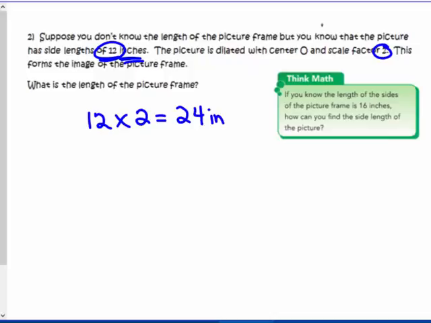So if you know the lengths of the sides of the picture frame is 16, how can you find the side length of the picture? If the picture frame was 16 and you wanted to find the original picture, if it has the same scale factor of 2, then you would divide. You would work backwards. So that would be 8 inches. That's the little think math question there.